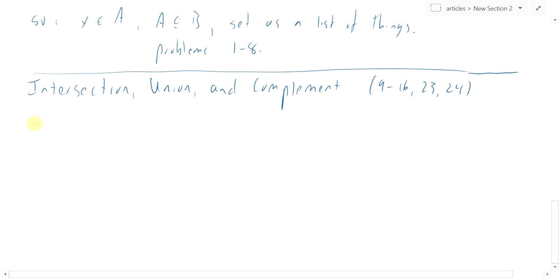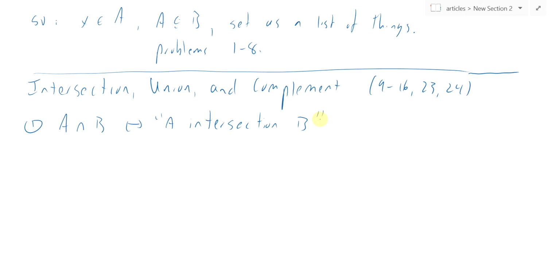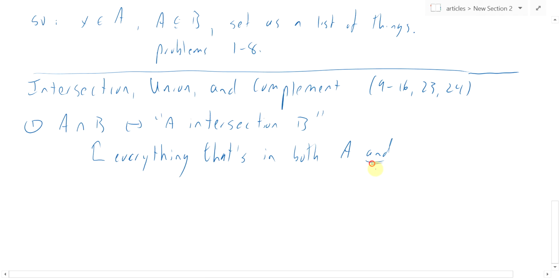So intersection is this upside down U. A intersection B. You can read that as A intersection B or the intersection of A and B, depending on how proper you want your grammar to be. What is A intersection B? Everything that's in both A and B, right? So both A and B at the same time.